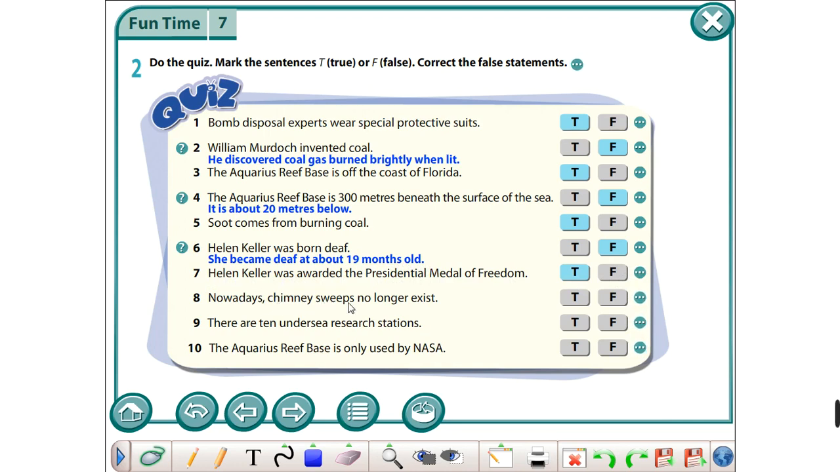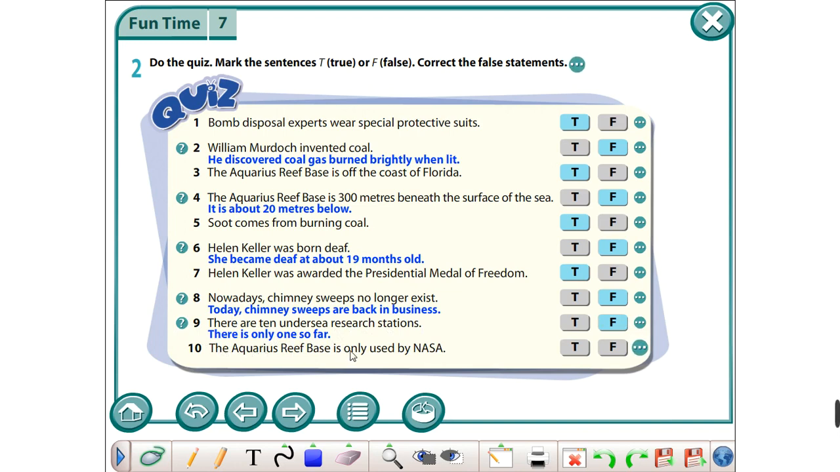Nowadays, chimney sweeps no longer exist. False. Today, chimney sweeps are back in business. There are 10 undersea research stations. This is false. There is only one so far.